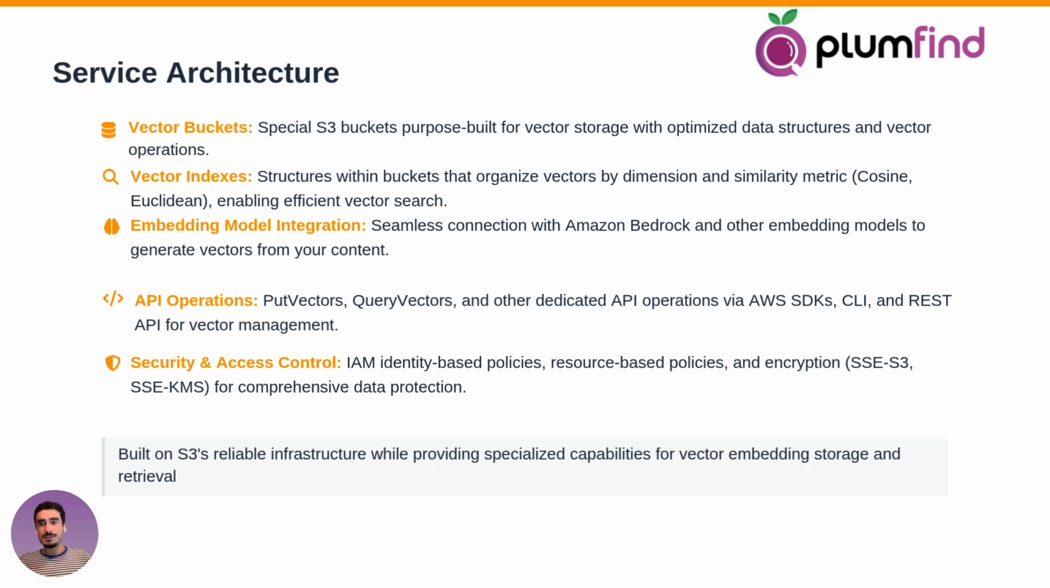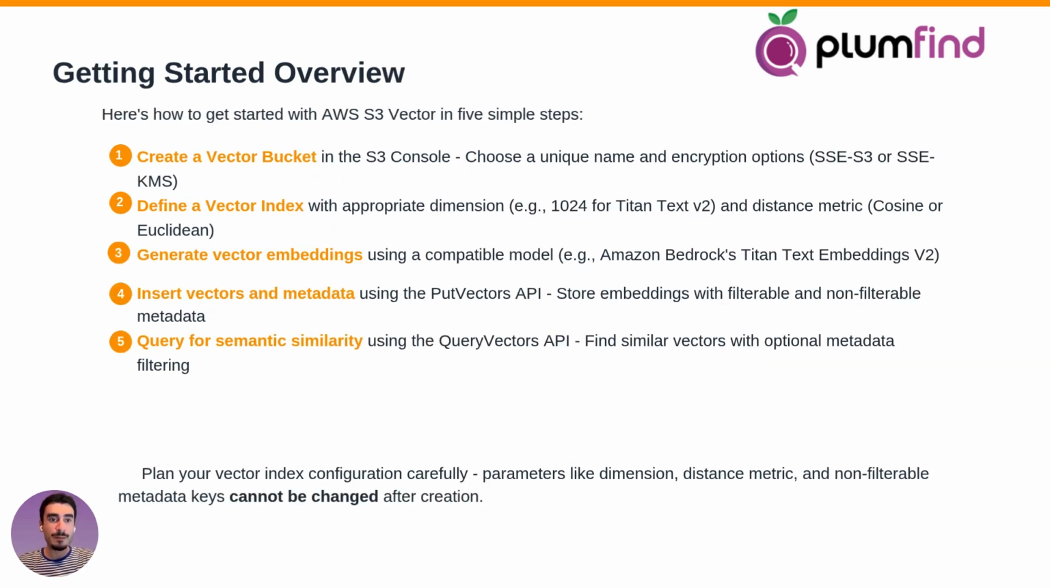And the architecture is pretty straightforward. Vector buckets are special S3 buckets designed for vector data. Within these buckets, you create vector indexes to organize and index your embeddings. The service integrates seamlessly with Bedrock embedding models, and you interact with it through standard AWS APIs and SDKs with full IAM and encryption support.